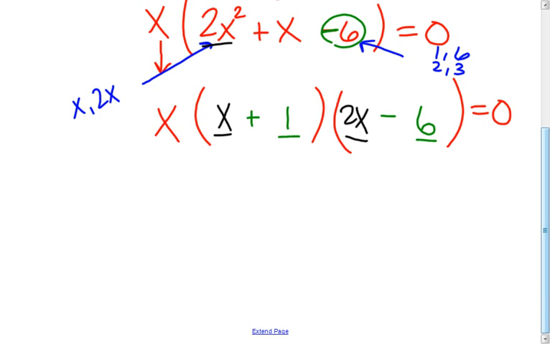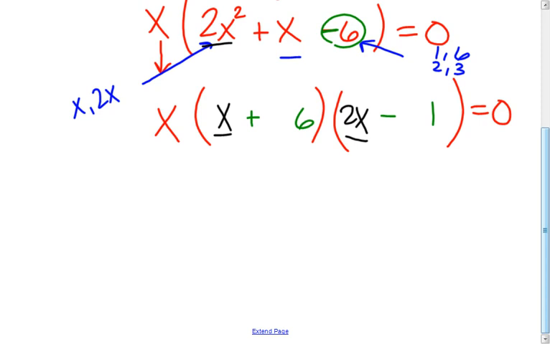Okay, so here we go. Outsides, negative 6x. Insides, positive 2x. Negative 6x plus 2x gives me negative 4x. And notice I need to get 1x in the middle. That's not it. So I'm going to switch the 6 and the 1.